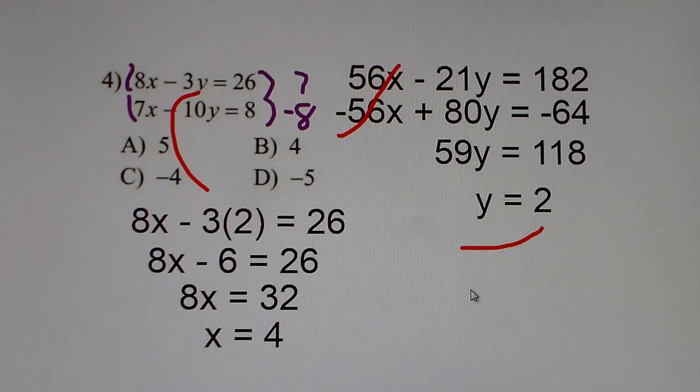So my answer is 4, 2. That's the answer for this problem. So parentheses 4, 2, close parentheses, that's the coordinate. That's the coordinate that satisfies both of these equations in the system.